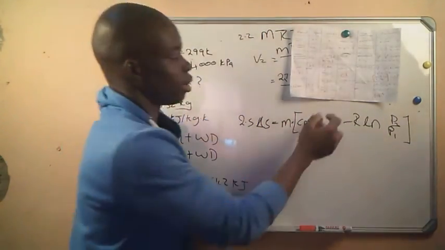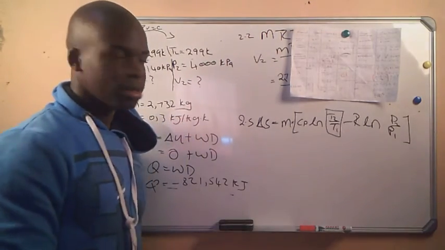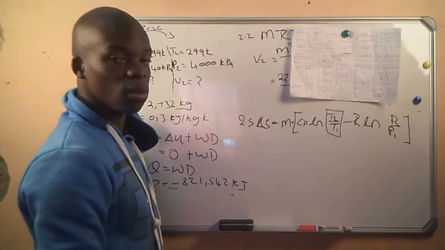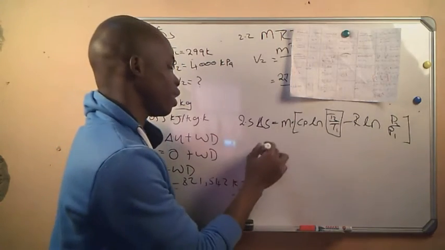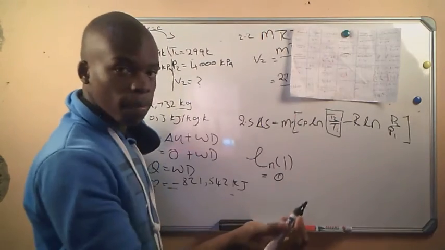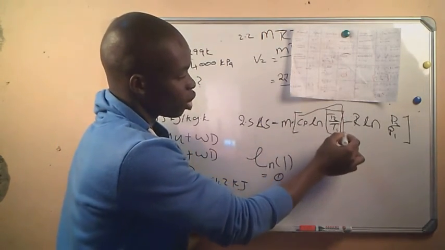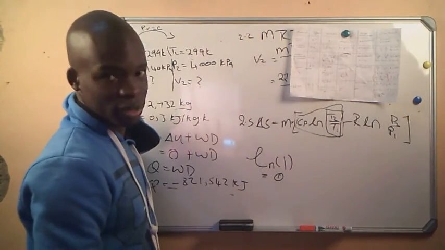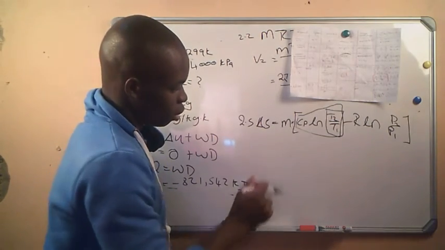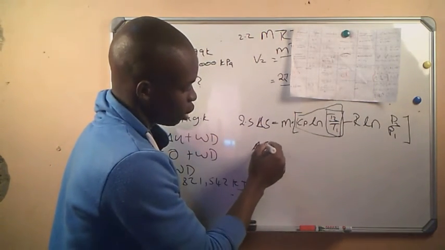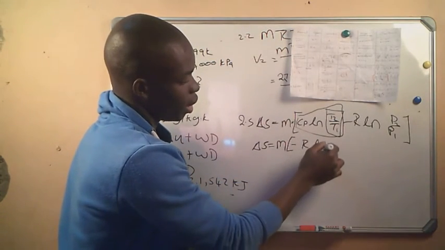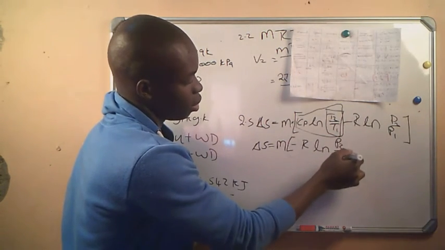Now we know that this will give us 0, since we have the same temperature. T2 divided by T1 will give us 1, and we also know that ln 1 is equal to 0. Therefore, this part of the equation we let go because it is equal to 0. So there is no use for us to rewrite it over and over again. We are left with an equation like this: M minus R ln P2 divided by P1.